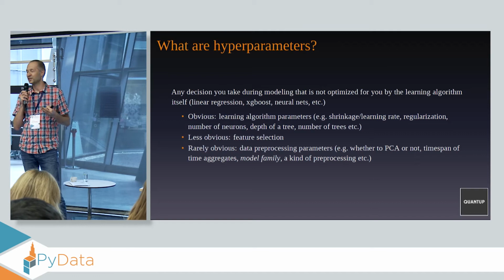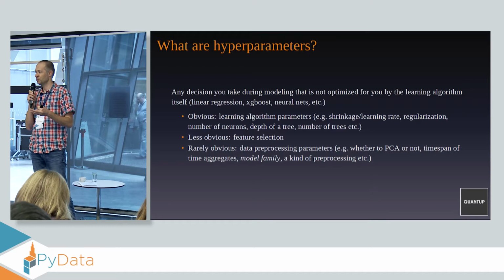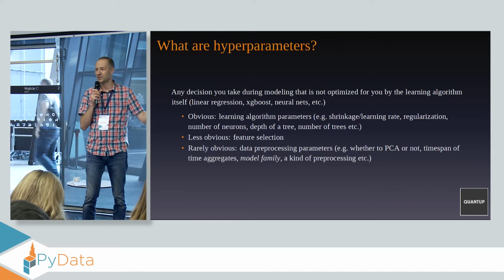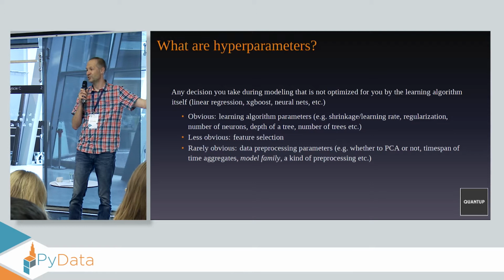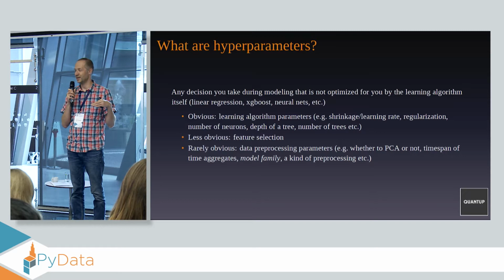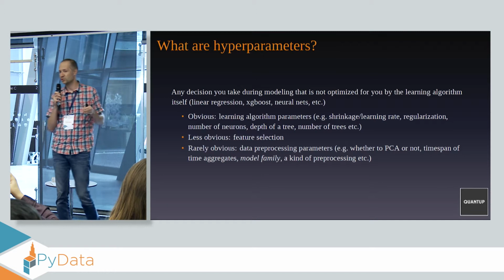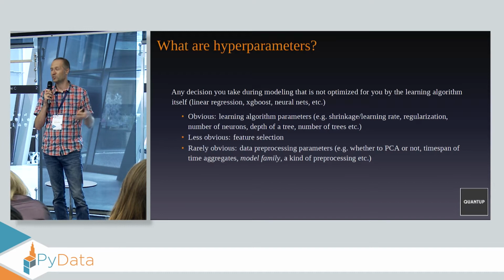And least obvious are hyperparameters related, for example, to preparation of the data set. To perform PCA, don't perform PCA. Perform scaling, or what's the horizon for historical data to aggregate? Should we take data from the last year or two last years? Usually it's not optimized directly, but treating all these parameters as hyperparameters, and using suitable methods, we can optimize much more and deliver much better predictive models. So this is the subject of our presentation.